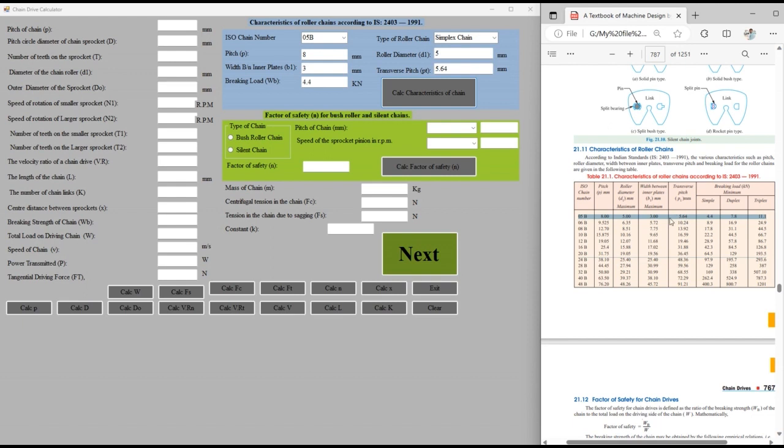And the transverse pitch is 5.64 here, and the breaking load for a simplex is 4.4 here. When we change this into duplex, the breaking load will change. The other values remain constant. When we change this into triplex, the breaking load will change automatically and the other values remain constant. These are some of the characteristics of roller chain based on Indian Standard 2403-1991.